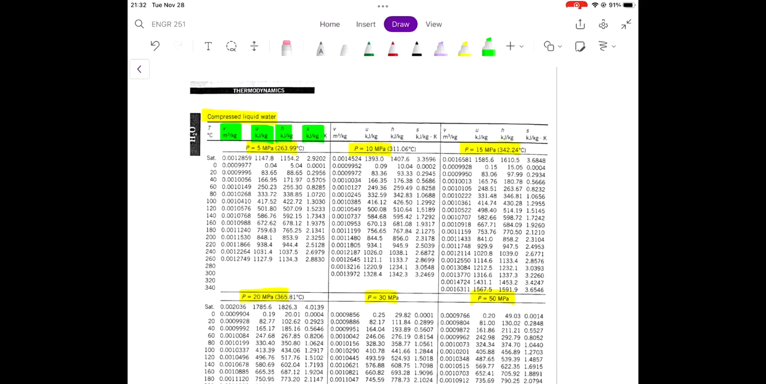Another important note is that enthalpy is more sensitive to changes in pressure. Because of that, at high pressures, the enthalpy can be calculated by using the following equation.